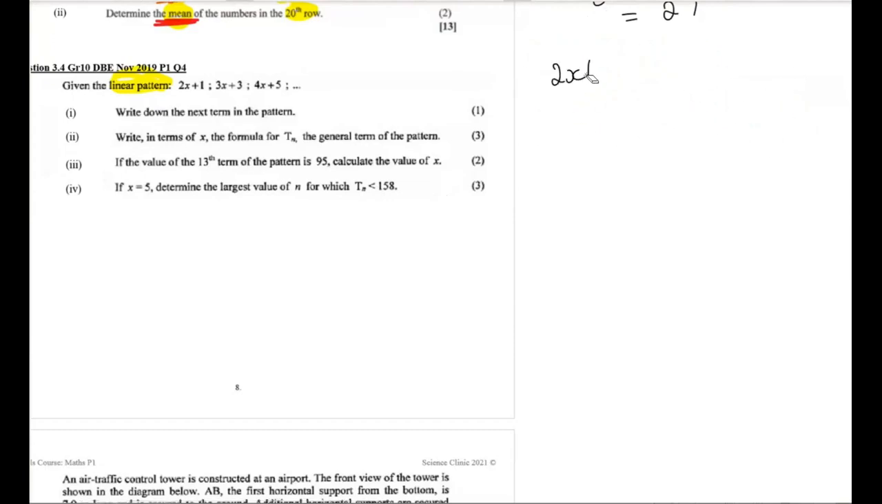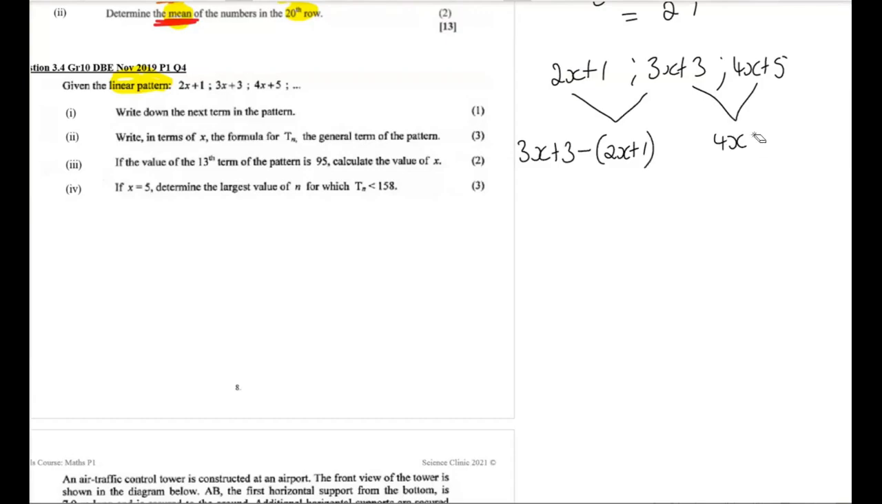So meaning 2x plus 1, 3x plus 3, 4x plus 5. Those are our terms. Now they're asking us, we know it's linear, meaning there's a constant difference. They are asking, what is the next term? Can we check what is happening here? Let's subtract. 3x plus 3 minus 2x plus 1 will give us this one. Then 4x plus 5 minus 3x plus 3. Can you see that? What is our constant difference here? Subtract this for me. 3x minus 2x, x plus 2. Thank you. x plus 2.